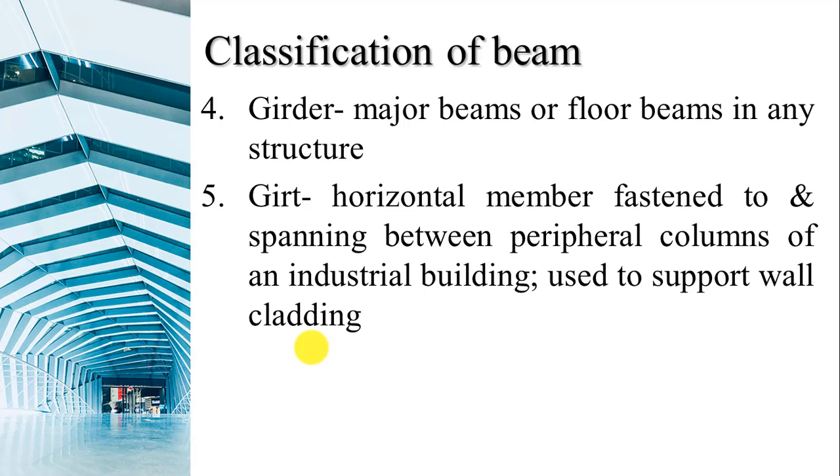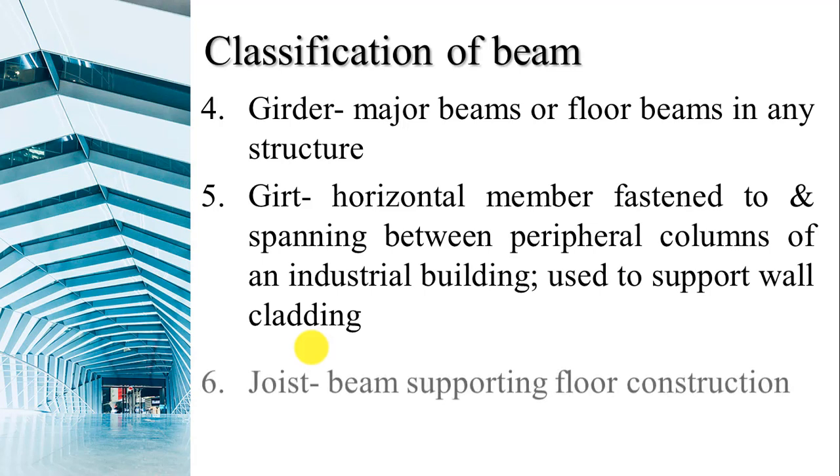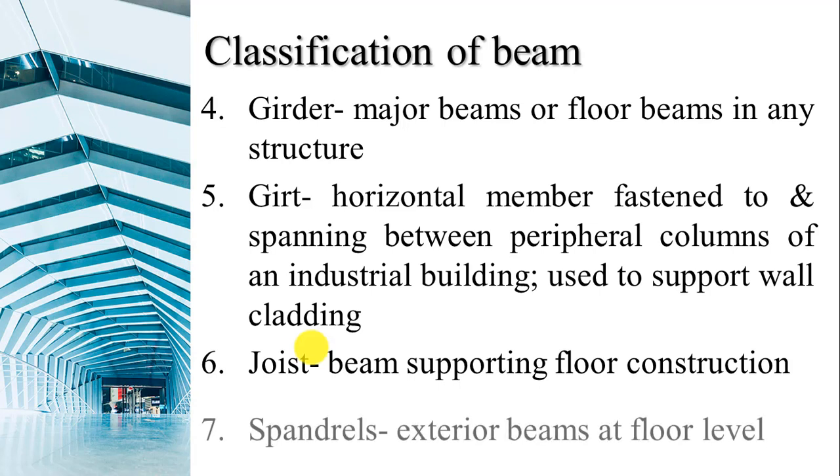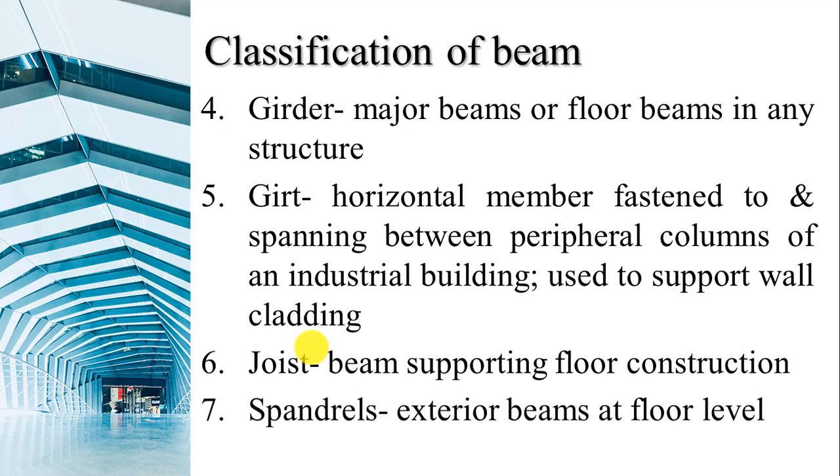Then the next term is the girt. It is the horizontal member fastened to and spanning between the peripheral columns of industrial buildings. They are also used to support the wall cladding; the beams provided in between the peripheral columns are called girts. Then joists: beams supporting the floor construction are called joists. And spandrels: the exterior beams at the floor levels are called spandrels.